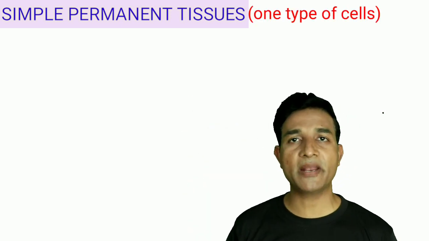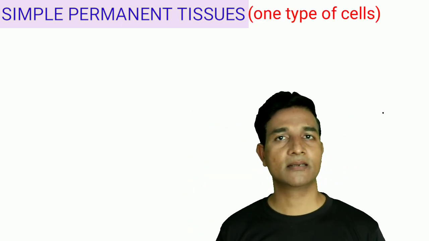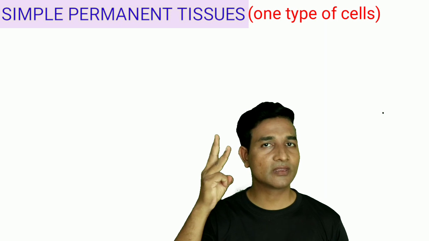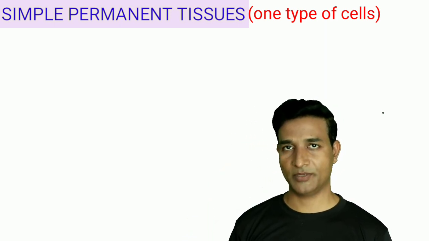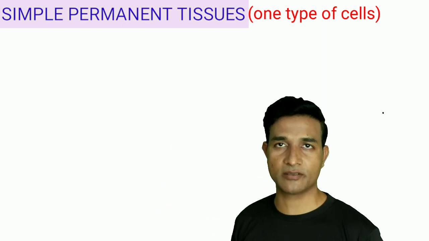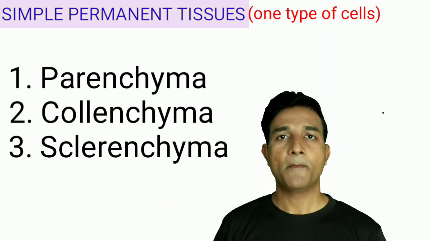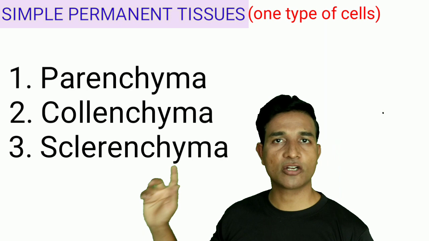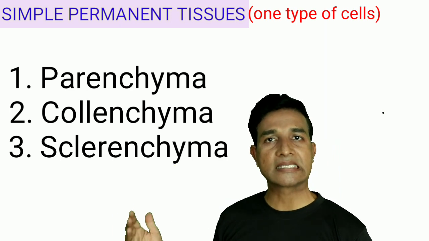Simple permanent tissues are made up of one type of cells. They are classified into three types. The first one is Parenchyma, second one is Collenchyma, third one is Sclerenchyma.